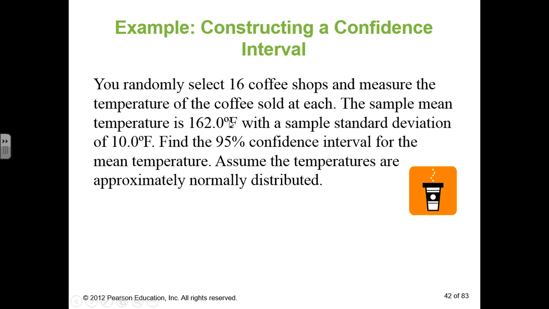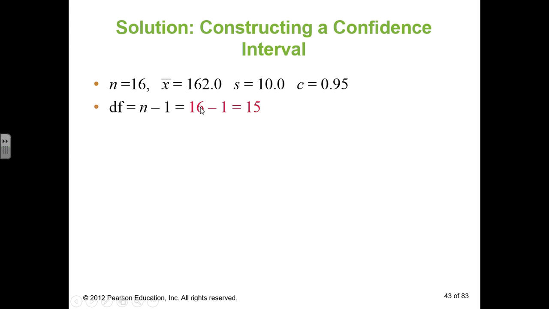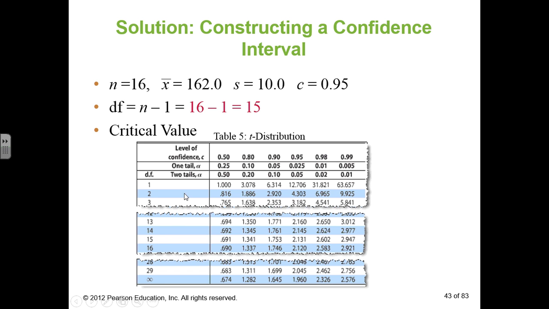Now notice, they did not give us the population standard deviation. We're using the sample standard deviation, and the sample size is less than 30. So that tells us that even though the temperatures are approximately normally distributed, which they had to be to even use the t-distribution, then we can use our table, and degrees of freedom is 16 minus 1, or 15.